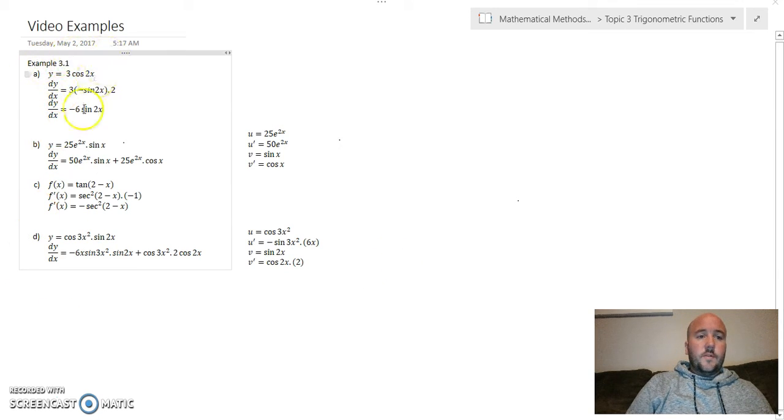So for example 3.1, we've got our 4 solutions there. Both B and D could be simplified slightly, but for chapter 2 that's how we'll leave it.